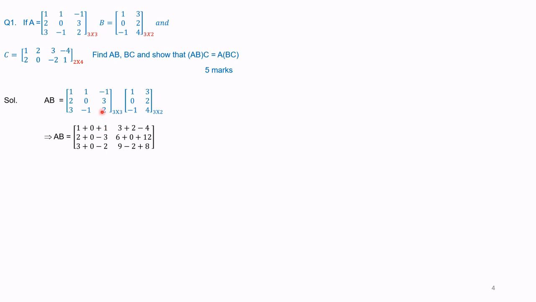Then row 1, column 2: 1 into 3 is 3, 1 into 2 is 2, minus 1 into 4 is minus 4. Then second row, first column: 2 into 1 is 2, 0 into 0 is 0, 3 into minus 1 is minus 3. Then second row, second column: 2 into 3 is 6, 0 into 2 is 0 and 3 into 4 is 12. It is written here.